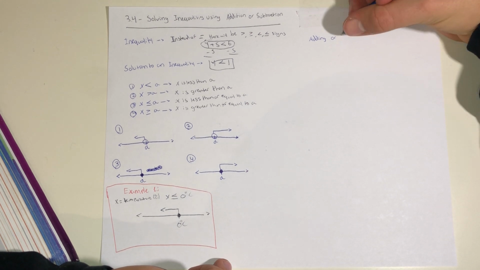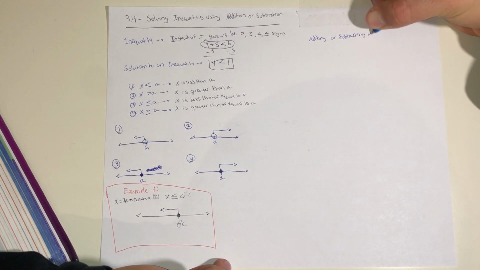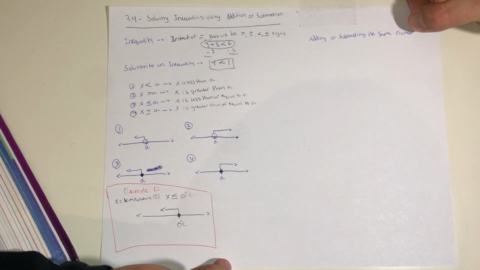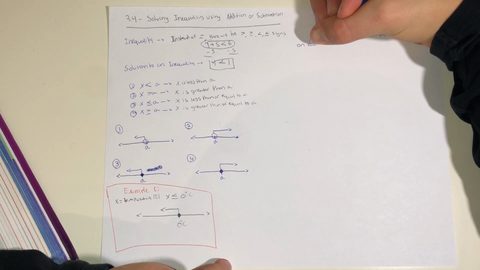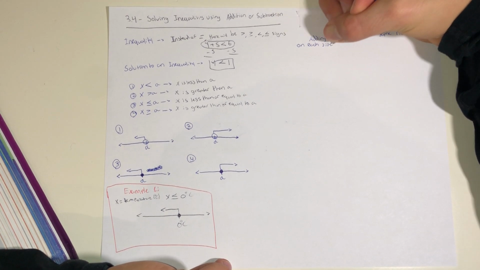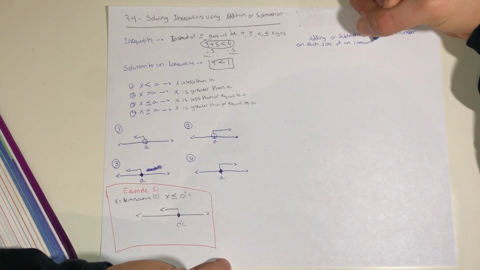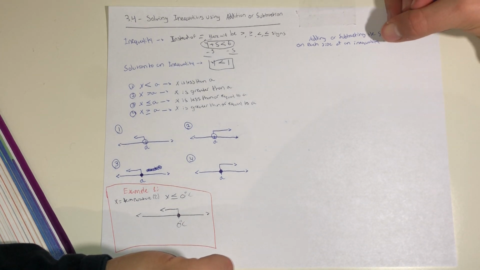Adding or subtracting the same number on each side of an inequality produces an equivalent inequality.